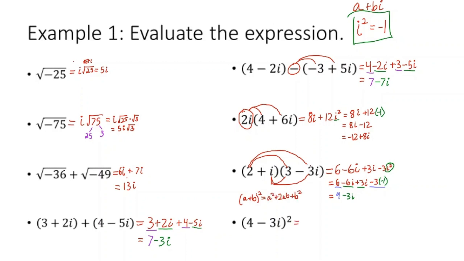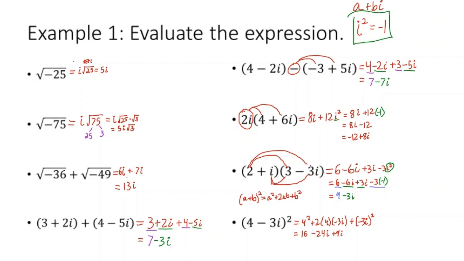So if we apply that special formula, a would be 4, so we would have 4 squared, plus 2 times 4, again a. Our b is negative 3i, plus negative 3i squared. Now do a little bit of cleanup. 4 squared is 16. 2 times 4 is 8 times negative 3 is negative 24, and don't forget the i. And negative 3i squared. Well, negative 3 times negative 3 is positive 9.